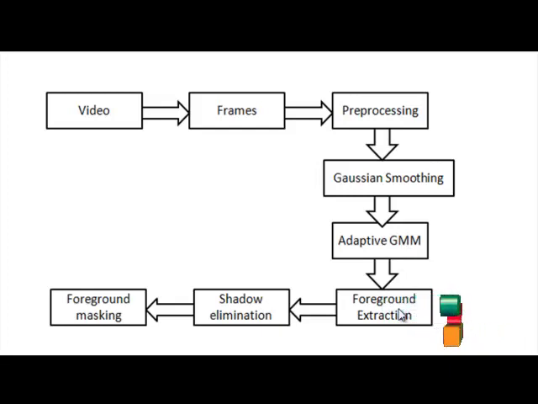Morphological operations such as closing and opening are applied on the noisy foreground mask. Connected component analysis is done to find and draw the object contours. Then we extract the foregrounds. Then we go for shadow elimination.